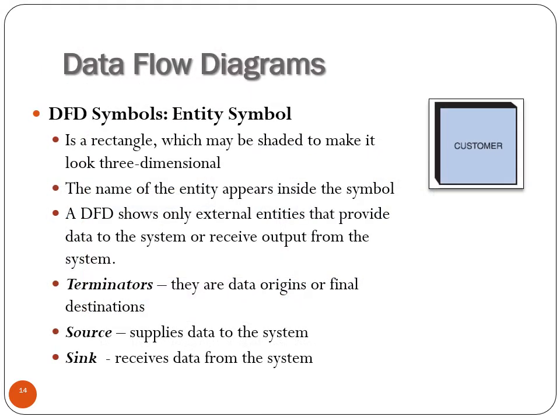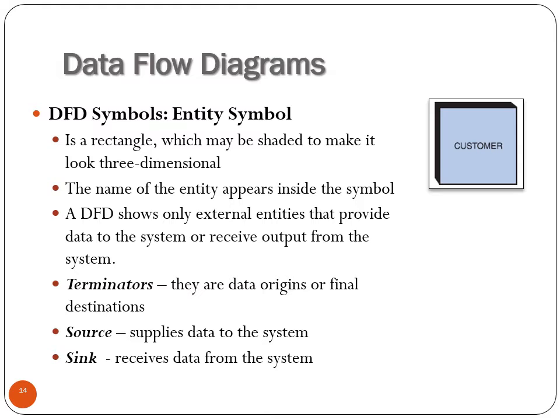And the last symbol in a DFD is the entity symbol, or external entity symbol. The entity symbol is represented by a rectangle shape, which may be shaded to make it look three-dimensional. Okay, look at the example. The name of the entity appears inside the symbol. A DFD shows only external entities that provide data to the system or receive output from the system.